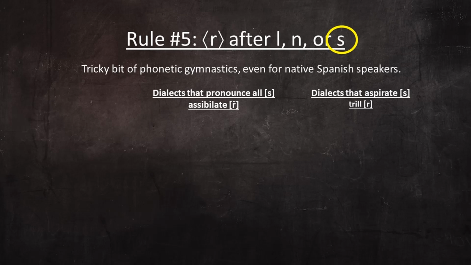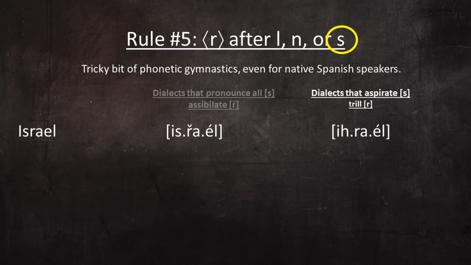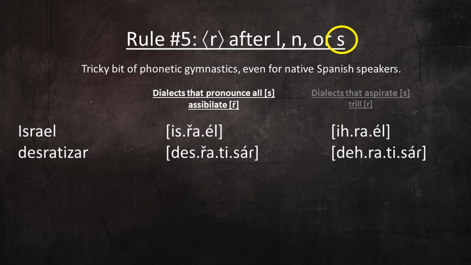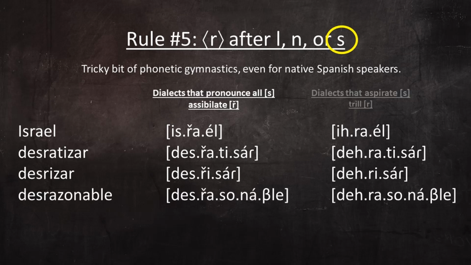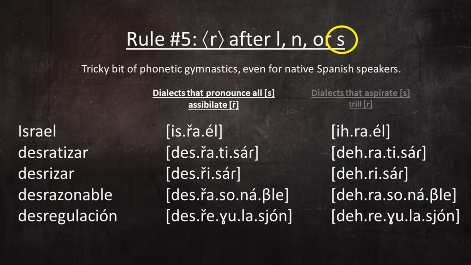Observe these examples pronounced first with the R sibilated and then with the S aspirated. Israel, Israel. Desratizar, derratizar. Desrizar, desrizar. Desrazonable, desrazonable. Desregulación, desregulación.